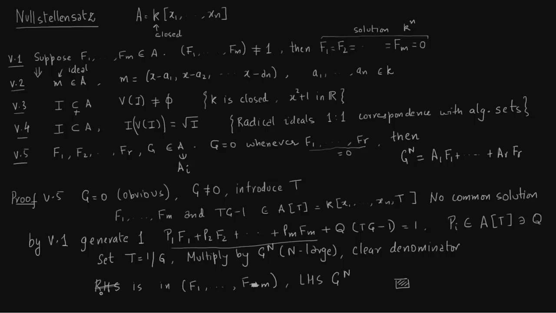So let me correct this. The left hand side, which I have underlined, is generated by f1 to fm, and the right hand side, when you multiply 1 by g^n, you get g^n. So I'm just underlining it.